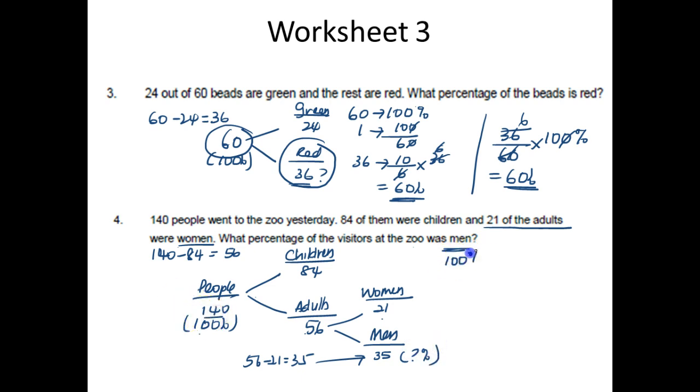So 100% is my 140. 1% is 140 divided by 100. And 35% will be 140 over 100 times 35, divided by 2 is 7, divided by 5 is 7. Did I get this correct? I get divide by 2, 7/5 times 35.